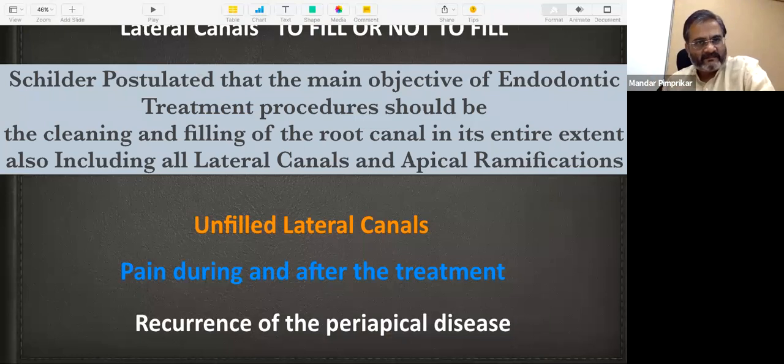Then many of you asked me, is it really necessary to fill those lateral canals? Now, if you don't fill those lateral canals, there could be pain during and after treatment. Then there could be recurrence of periapical disease. So as I told you at the start of the presentation, if you see a lateral lesion, you have to suspect that there is some lateral canal draining the toxins into the periradicular tissues. So in that case, all these strategies play an important role, in what strategy you are employing to clean the root canal system in 3 dimensions.